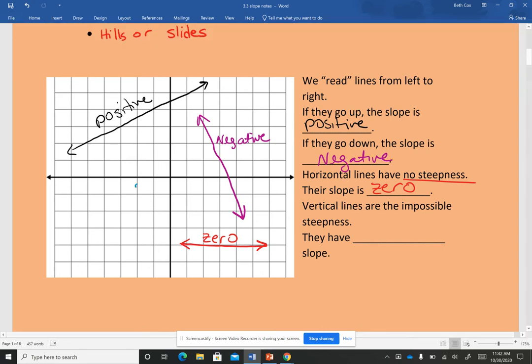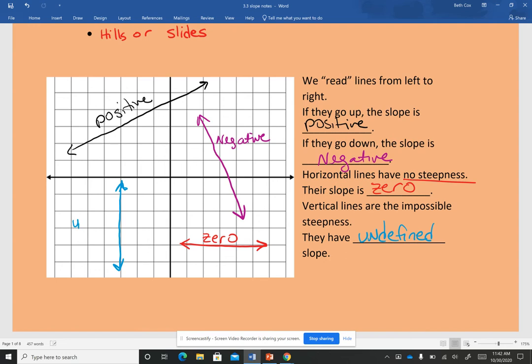And then this one right here is vertical. Let's try again. This one has impossible steepness. It's not a hill or slide, and it's supposed to be vertical, but I can't seem to make that work. That's a little better. There we go. Okay, that's vertical. This has undefined slope.